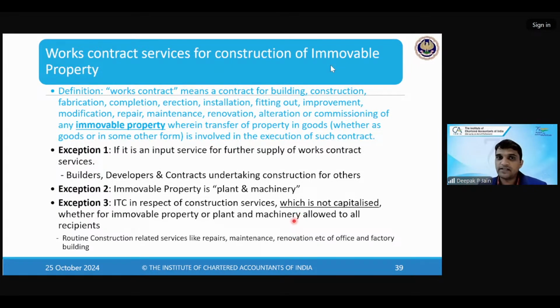So the works contract basically is not available. The exception is if it is an input service for further supply. Second, if this is immovable property that is plant and machinery. And third, if it is not capitalized. ITC on the expenses portion will be available as a credit.